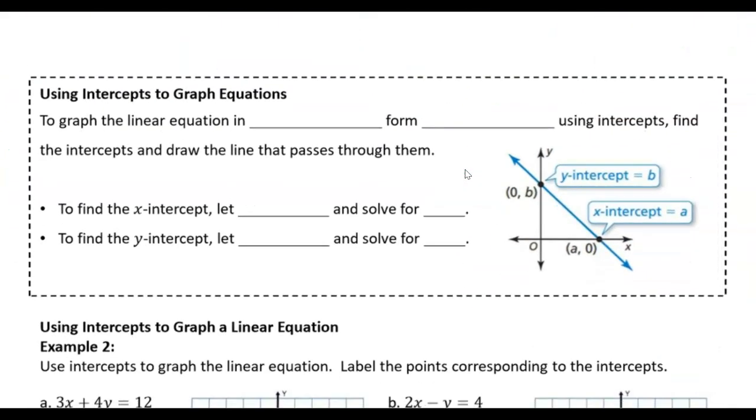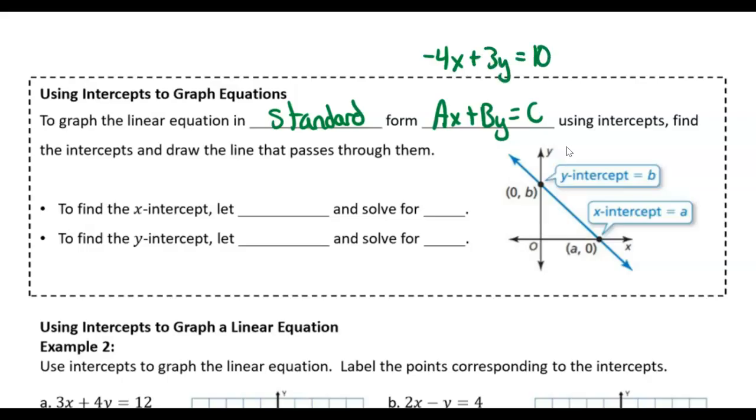Okay, so now let's talk about using intercepts to graph equations. When we want to graph an equation in standard form, which is ax plus by equals c, there's a number in front of x and a number in front of y and it equals a number. Just for example, it could be negative 4x plus 3y equals 10. That's standard form: a number with x, then either plus or minus a number with y, and then equals a number. When you want to do it using intercepts, you find the x-intercept and the y-intercept and you just draw the line that goes through them.